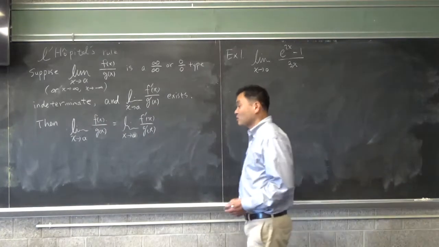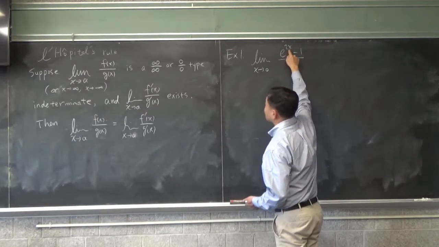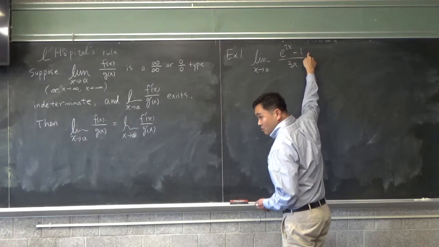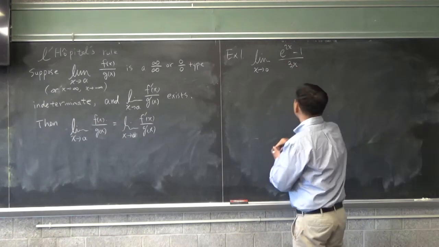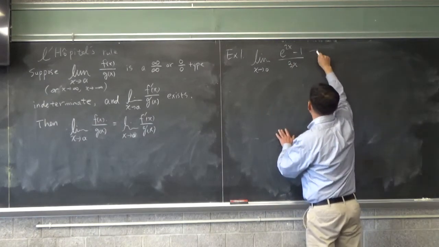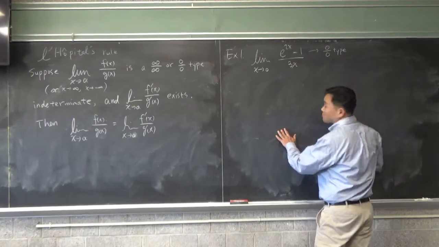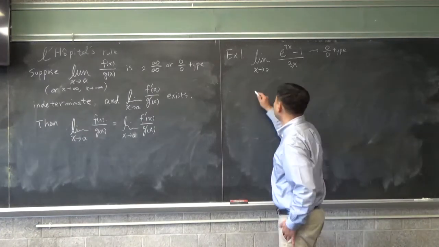Instead, if I actually plug in 0, this is e to the 0th power, which is 1. 1 minus 1 is 0. And when you plug in 0 in the denominator, you get 0. So this is a 0 over 0 type indeterminate. Therefore, you can apply L'Hopital's, right?